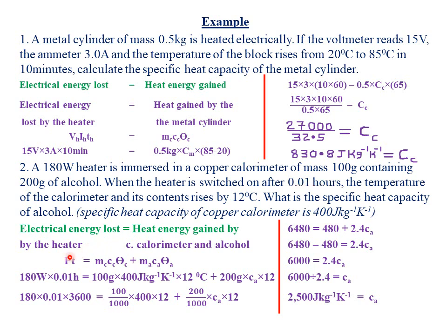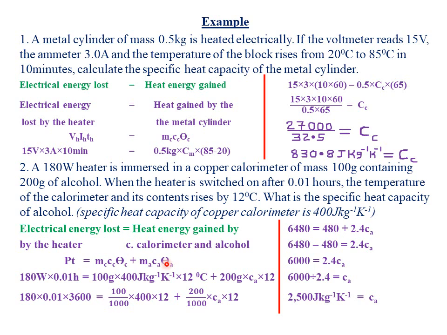We'll simply use the formula work done is equals to power times time. So the formula that we use depends on the quantity that we are given. For example, in the previous case, we are given the voltage, the current, and the time, so we used VIT. In this case, we are given the power rating of our heater, which is 180 watts, so we simply use work done is equals to power times time. This is equals to the heat which is gained by the copper calorimeter, given by mass of the copper calorimeter times specific capacity of the copper calorimeter times change in temperature for the copper calorimeter, then plus the mass of alcohol multiplied by specific capacity of alcohol times the change in temperature for the alcohol.